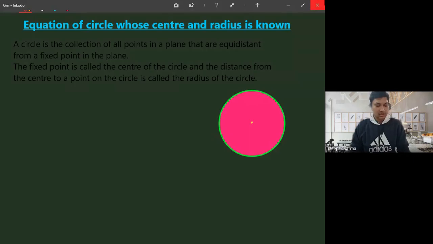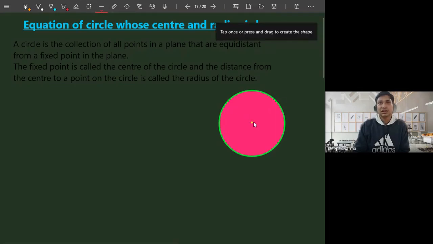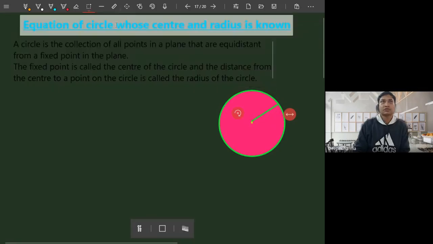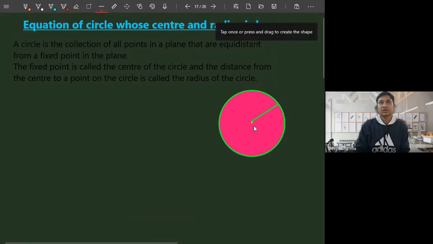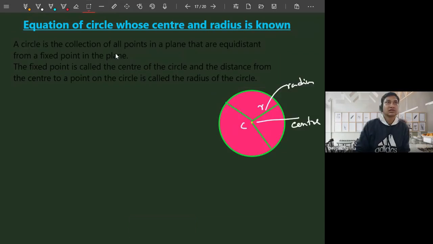Already I have drawn a circle. You can see it is a collection of points which are equidistant from a fixed point. Here I have a fixed point. We call it the center. Then we have the fixed distance. If you consider any point on the circle and join it to this fixed point, and if you choose another point, maybe somewhere here, and join it, all these distances are the same. You can see the definition.